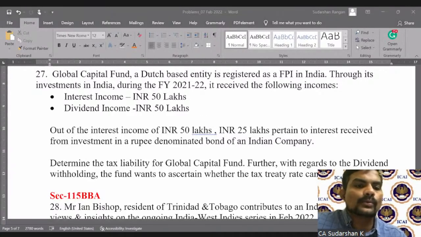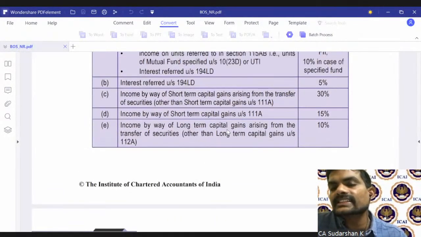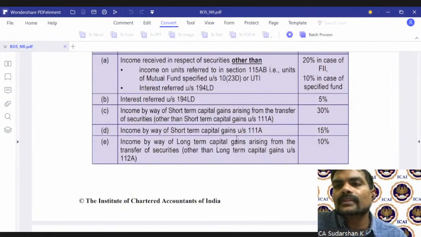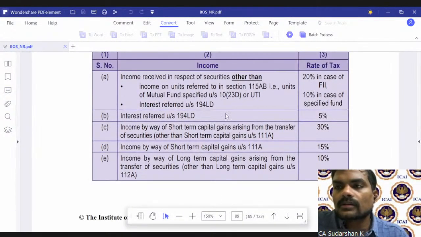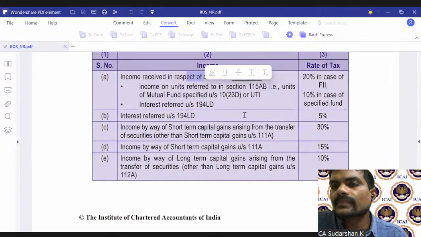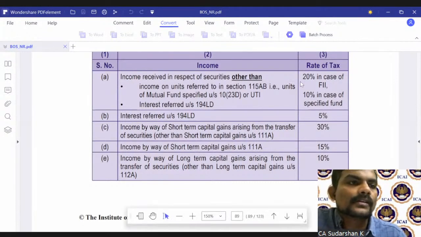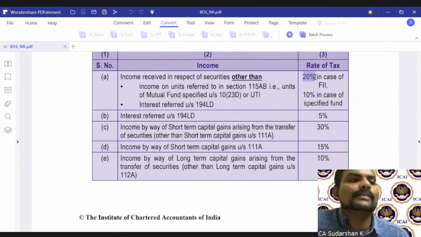Now, if you go to 115 AD, the question says it has two incomes. One, interest income, another is the dividend income. Now, income received in respect of securities. So therefore, this is nothing but your dividend income, because this is in respect of securities. So it will be 20%. So dividend income will come at 20%.